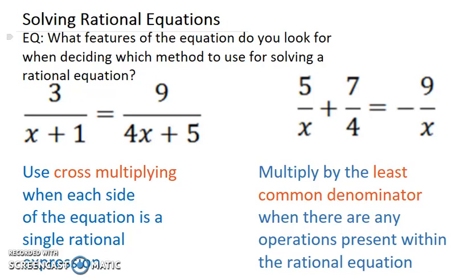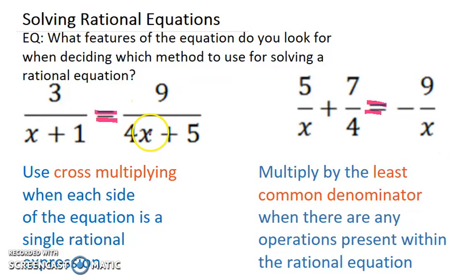In this video, we will be solving rational equations and answering the essential question, what features of the equation do you look for when deciding which method to use for solving a rational equation? So the first thing that we should probably discuss is what a rational equation is. A rational equation is any equation, right, an equal sign is in the equation, where you have a fraction that contains a variable. Specifically, that variable would be located in the denominator of the equation.